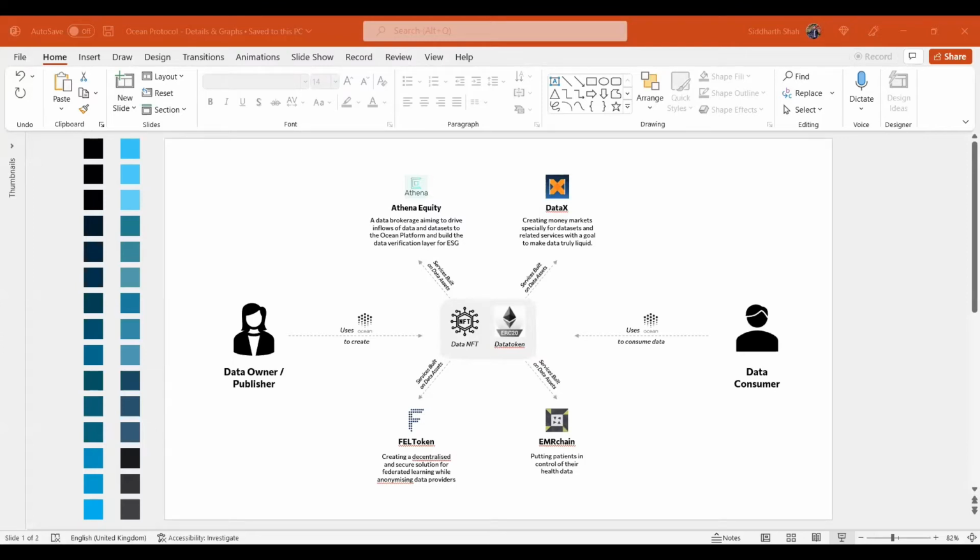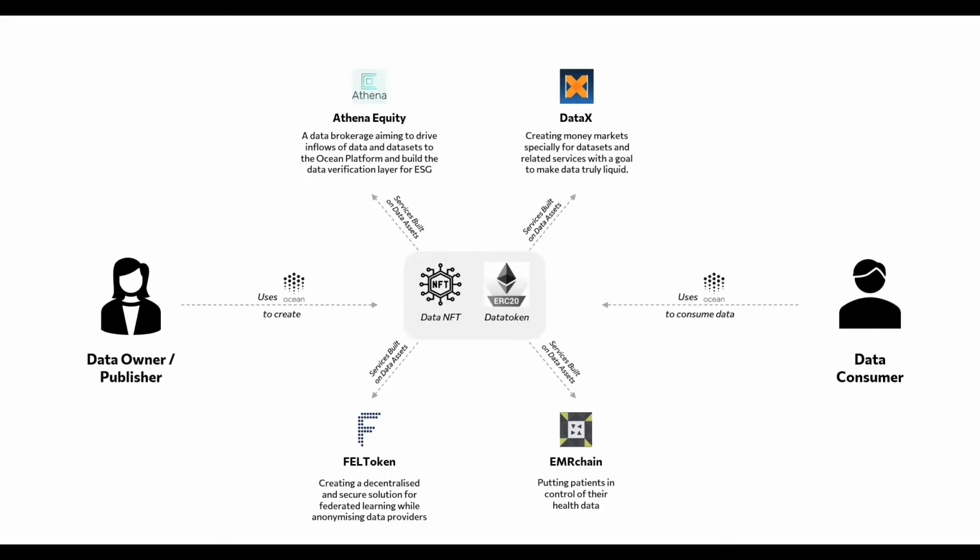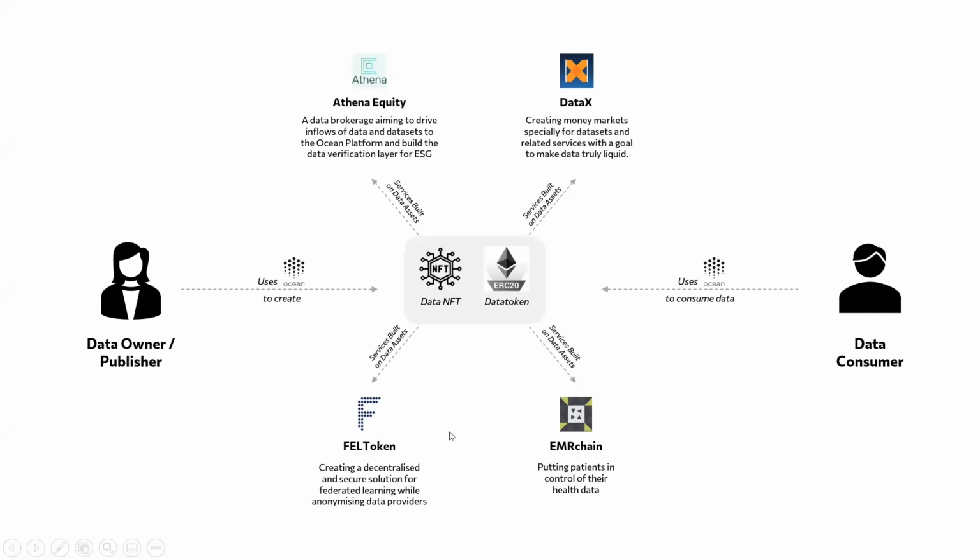So what Ocean actually does here, as you can see in the diagram, is that it does two things. It creates the data assets, and it facilitates the consumption of those data assets. And in the middle, it provides the tools for anyone to build ERC-20 based applications on top of that data. So like you can see in this here, there are a number of different entities that are building tools and services on top of these data assets, where these data assets can be used in a variety of different ways.